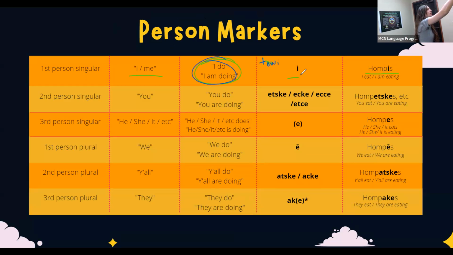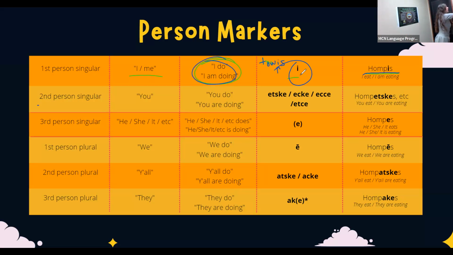Right, it was dois. It also had the I, right? So for present tense first person, I am doing, I do something, you add an I, home base. Home base. That means I eat or I am eating.